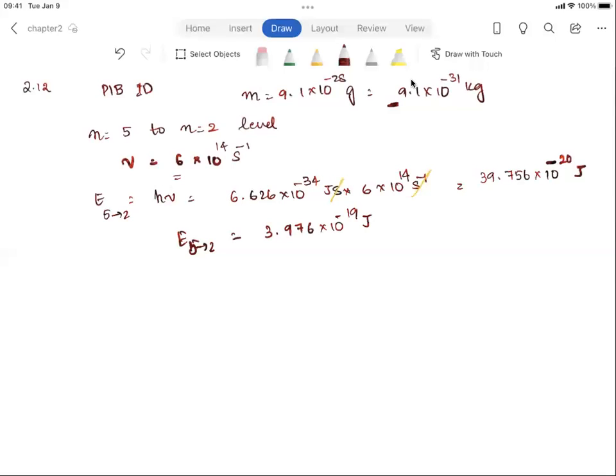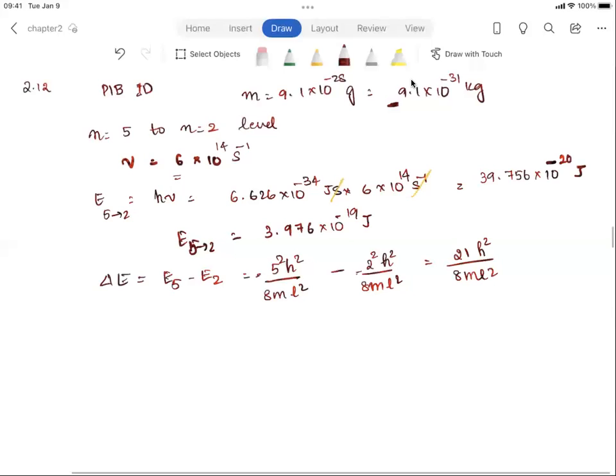Now, in this question, we are asked to find the length of the box, right? Now, the energy transition for a particle in a box is given by 5 squared h squared over 8mL squared minus 2 squared h squared over 8mL squared. So this is going to be 25, and this is going to be 4. So 25 minus 4 is 21, h squared over 8mL squared. So we know this energy is 3.976 times 10 to the negative 19 joule.